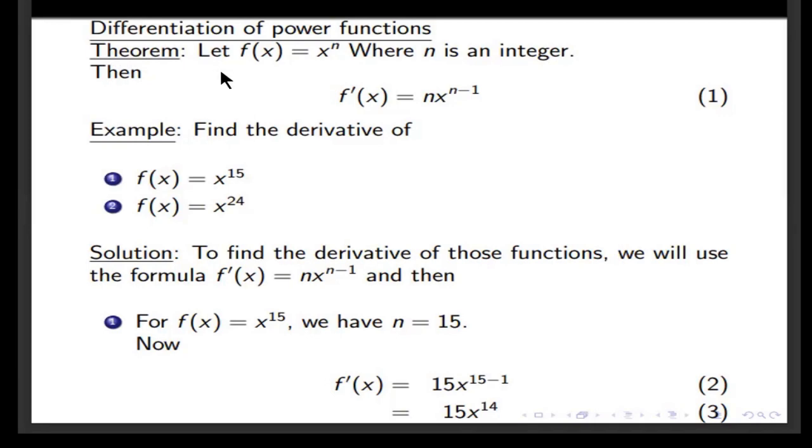Theorem: let f of x equal x to the power of n, where n is an integer. First we look at integer n. If n is an integer, then the derivative of the function, f prime at x, is equal to n times x to the power of n minus 1. It is a direct formula. If f of x is equal to x to the power of n, then its derivative f prime at x is equal to n times x to the power of n minus 1.